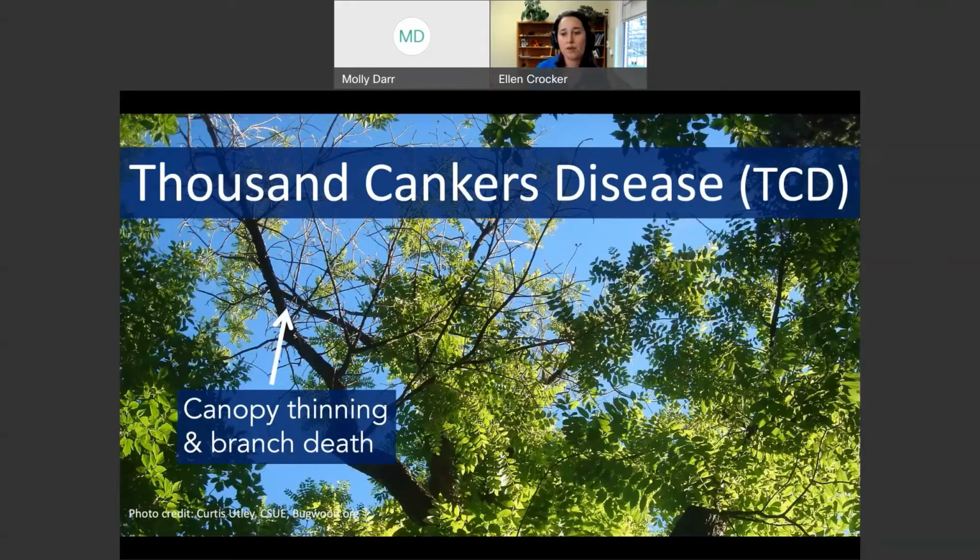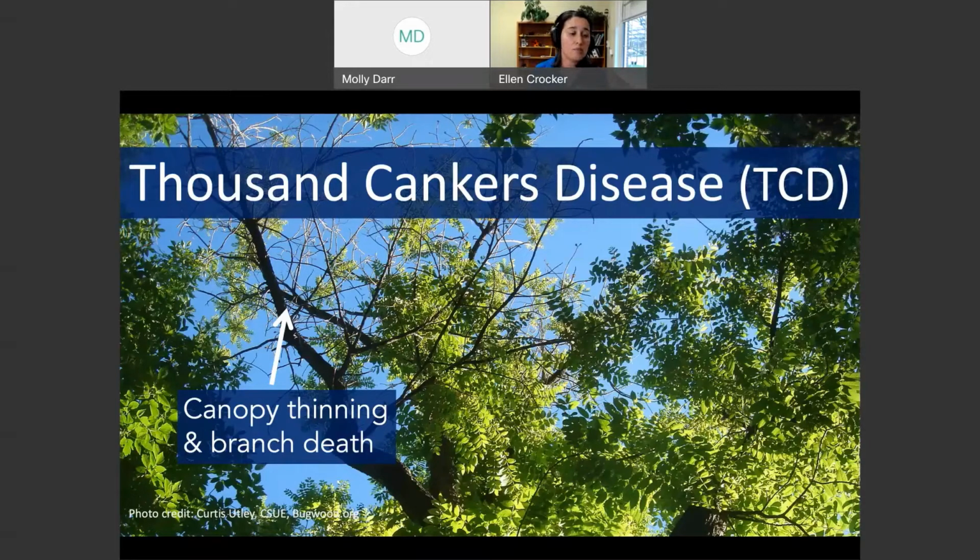So here's a photo of a tree with thousand cankers disease. That's a newer invasive disease that's caused by an invasive fungus and an invasive beetle, the walnut twig beetle, that vectors it. Both of these are native to the western part of the US and occur on different walnut species there where they're native and cause minor damage.